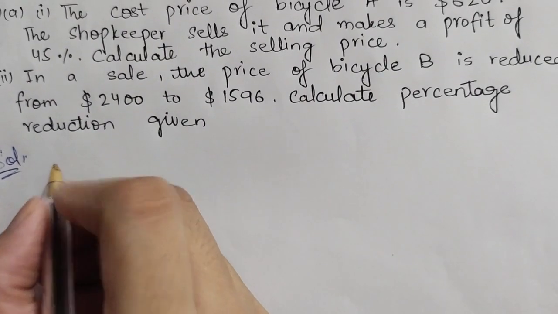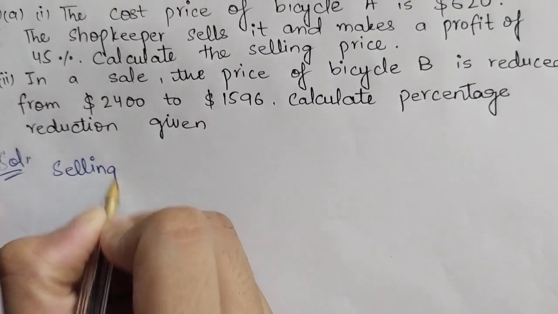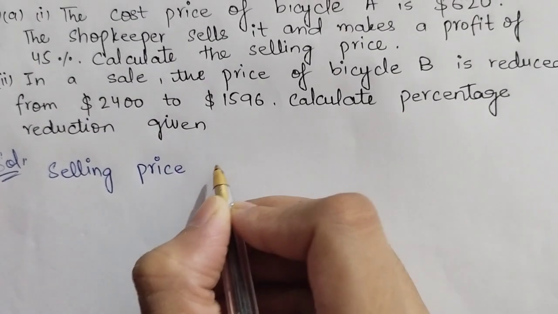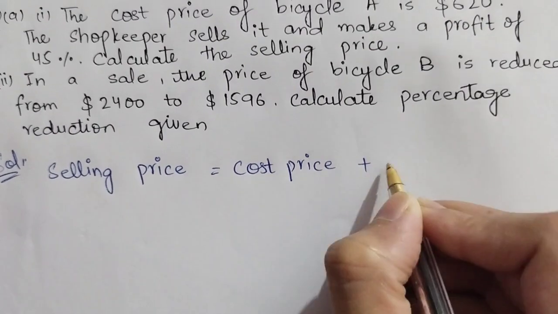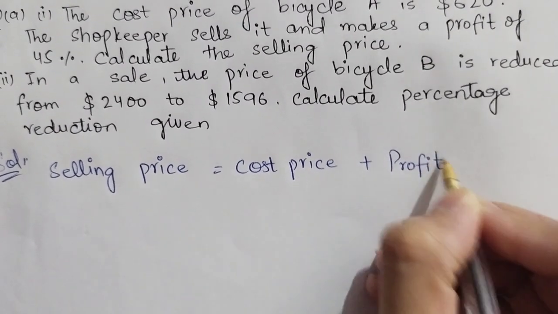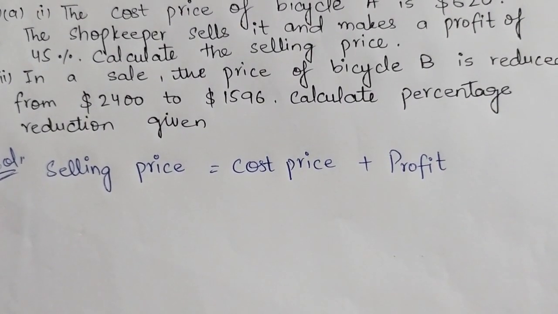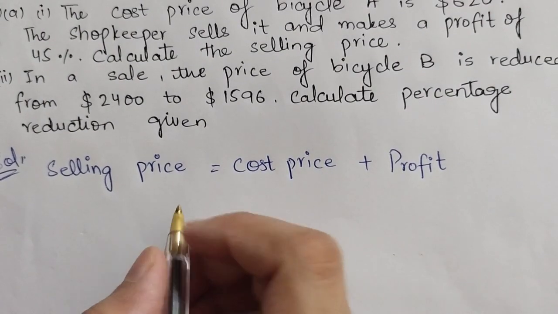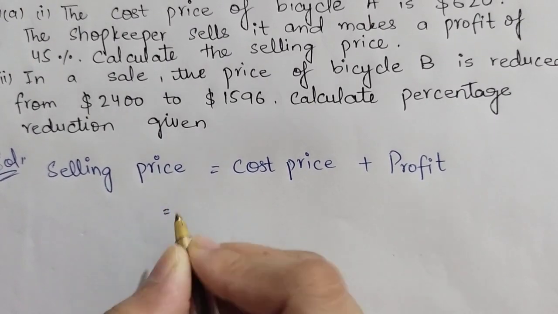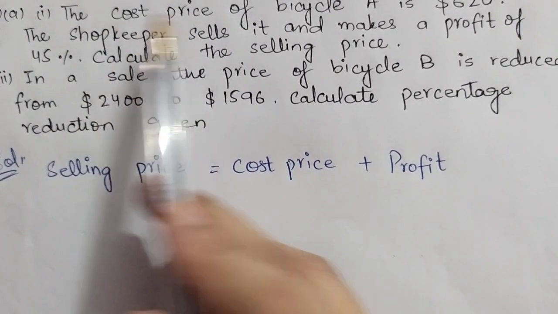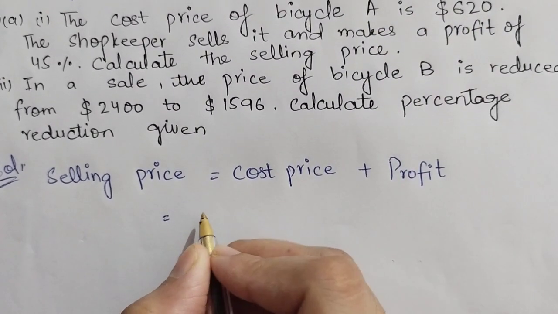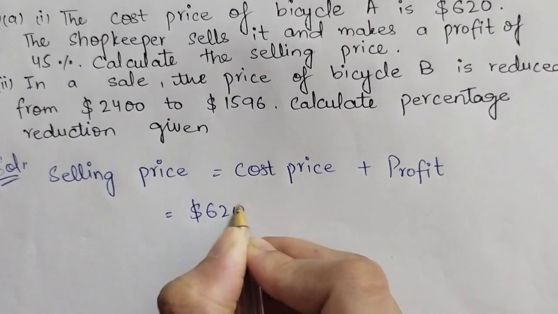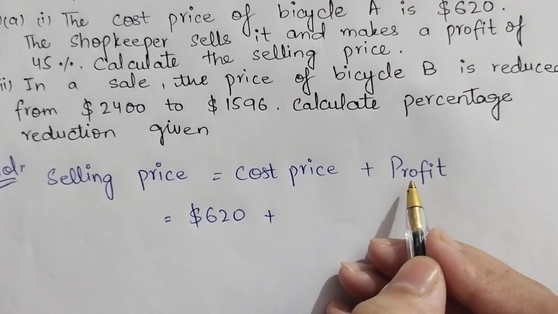I'm writing selling price. We know that selling price is equal to cost price plus profit. This is the formula for the selling price. Now we just have to put in the values which we are given. Selling price is equal to cost price. What is the cost price? The cost price of the bicycle given is $620. So I'm putting $620 here, plus you have to find the profit.